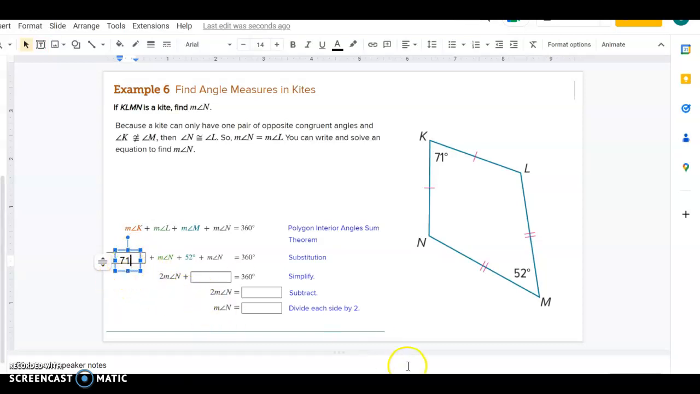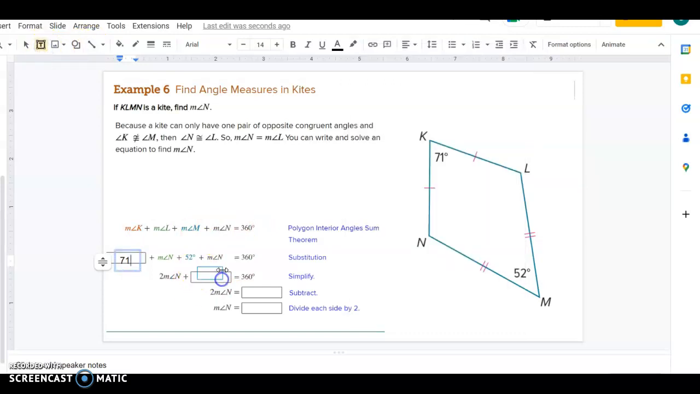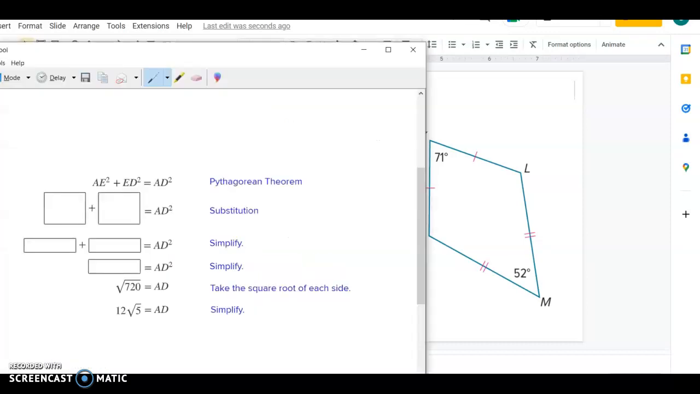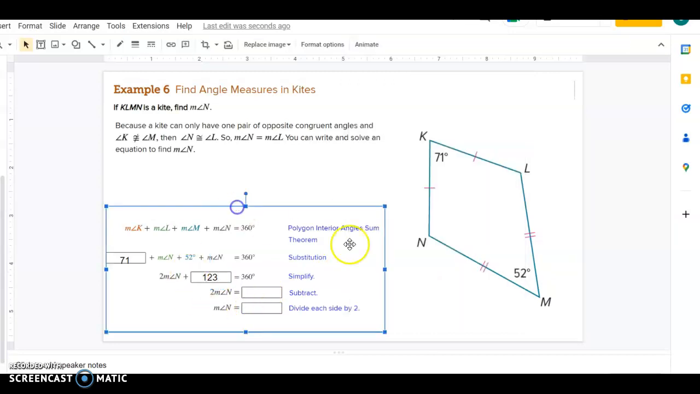So when I combine my like terms, 71 plus 52 equals 123. Then I subtract 123 from 360 and I get 237, and then I divide by 2, and I get 118.5. So N would equal 118.5, and L would equal 118.5.